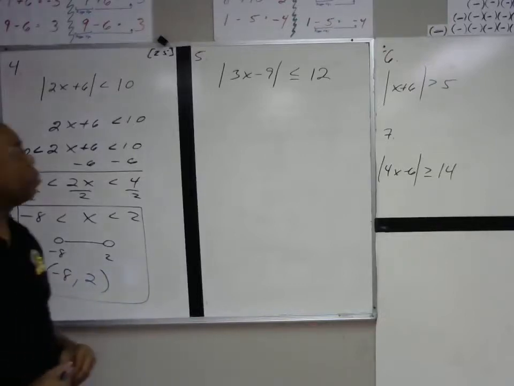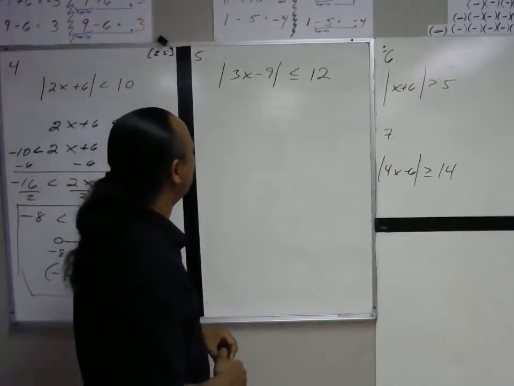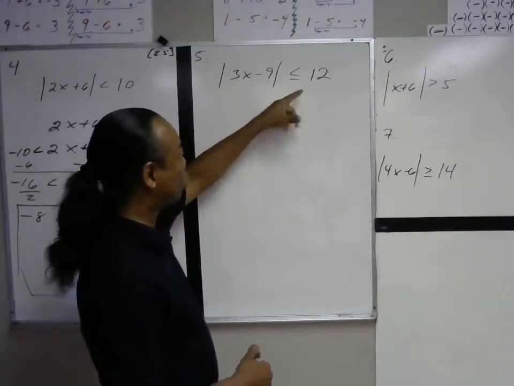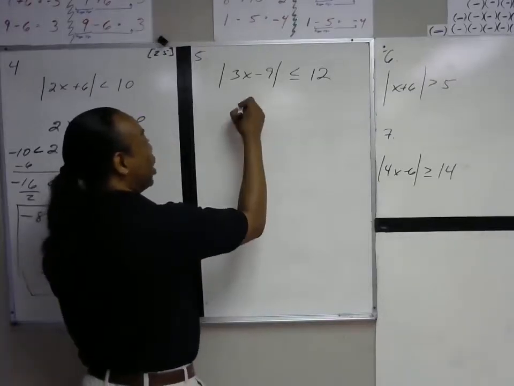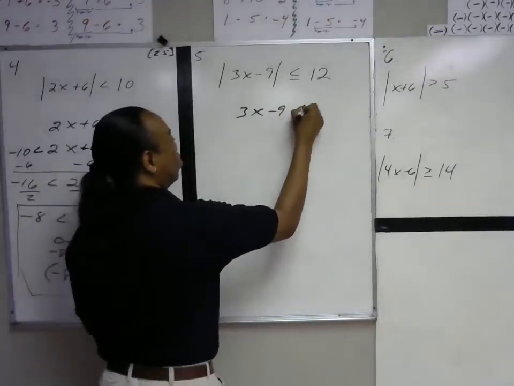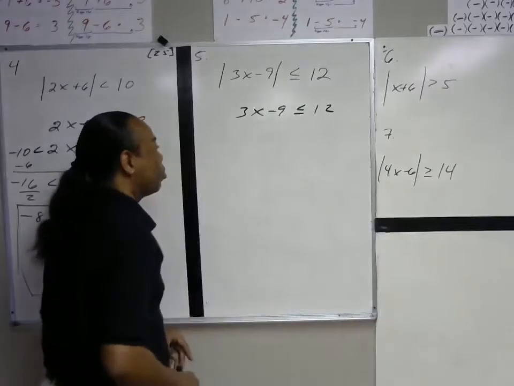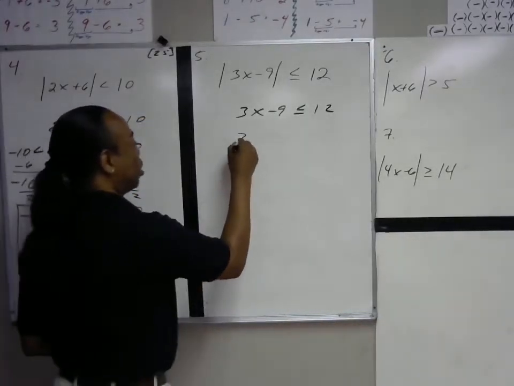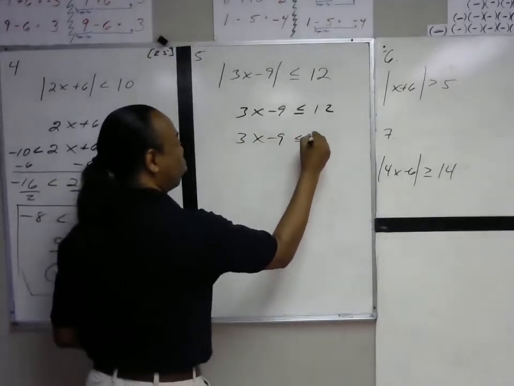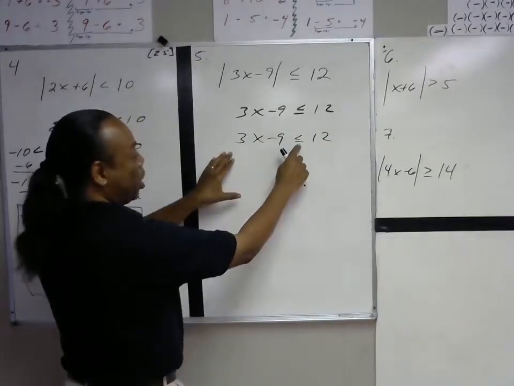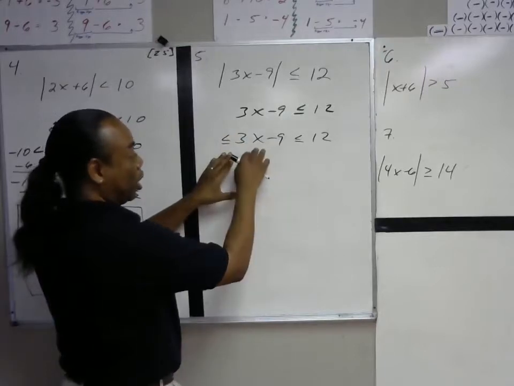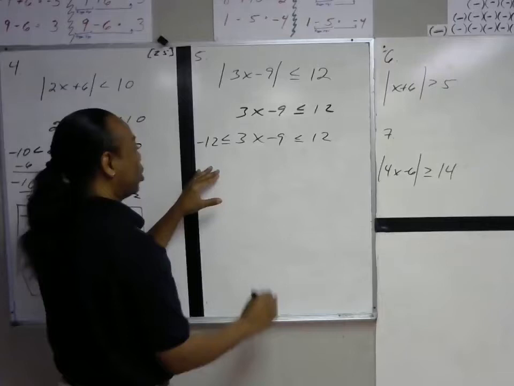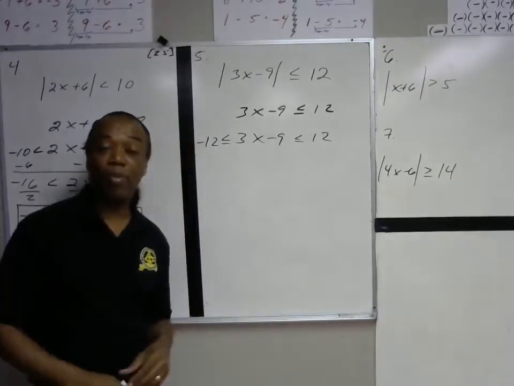All right, number 5. Once again, we have an absolute value on the left side followed by a less than. So we're going to remove the absolute values. Next, we're going to repeat this symbol here, so we get less than or equal to again. And then the opposite of 12 is negative 12. And now we'll solve this for x.